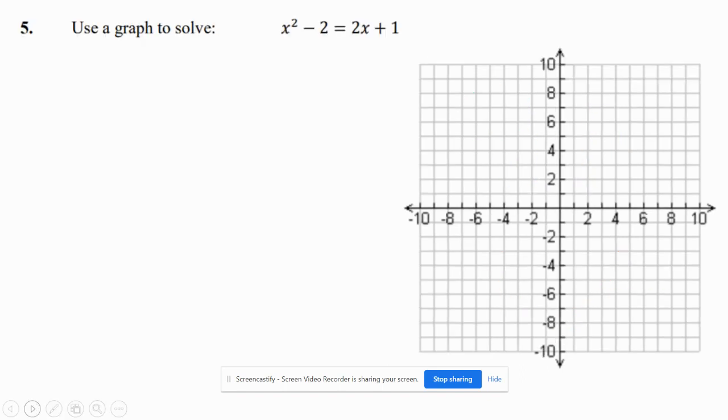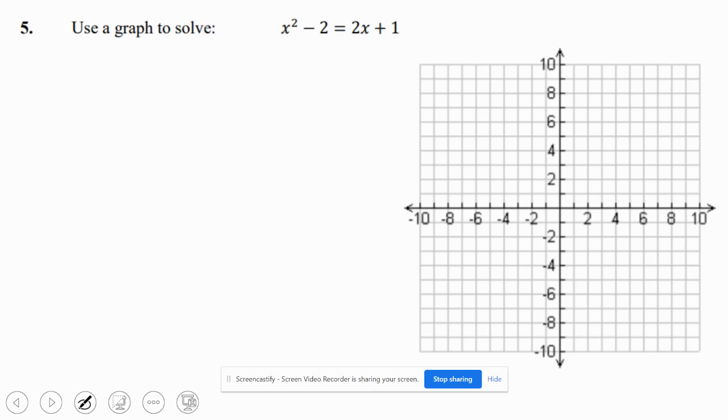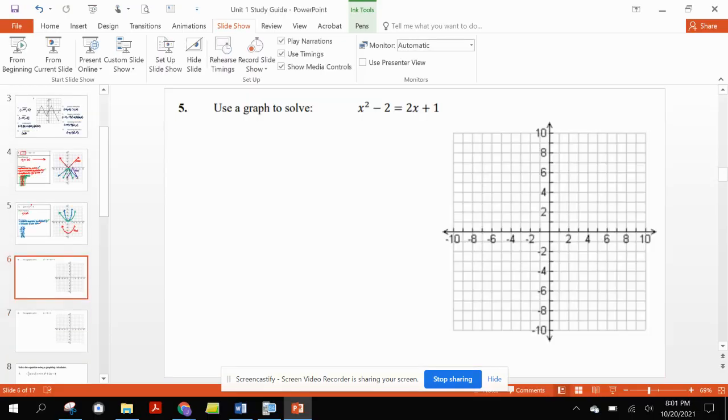All right, number 5 says use a graph to solve. I'm going to go ahead and get out of tablet mode just because I want to show you how this looks on a calculator. So basically, just to recap what I'm going to do here, I'm going to enter the left side as my y1 into my calculator, and the right side will be y2. So again, I'm just going to get out of this PowerPoint so I can show you what this would look like.